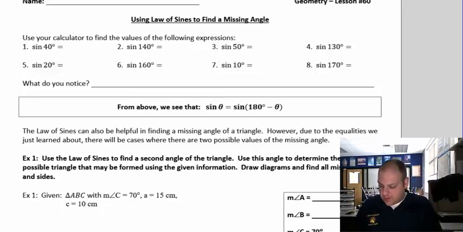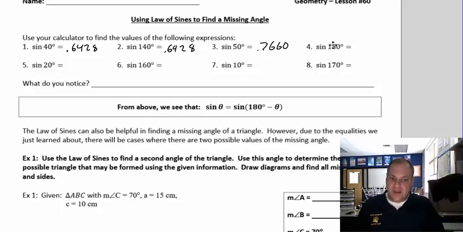Sine of 40 should come out to be 0.6428. Sine of 140 also comes out to be 0.6428. The sine of 50 comes out to be 0.7660. And the sine of 130 also comes out to be 0.7660. The sine of 20 is 0.3420. The sine of 160 is also 0.3420.